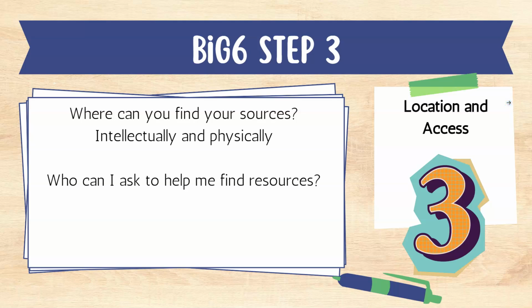Step 3, location and access. So this is when you're actually finding your sources, okay? You're physically going or intellectually going and getting your sources. Physically might be going to the library to pick up a book. You might physically go to somebody to interview them. Intellectually, this is more like online type stuff. So maybe you are finding the research online, digitally.